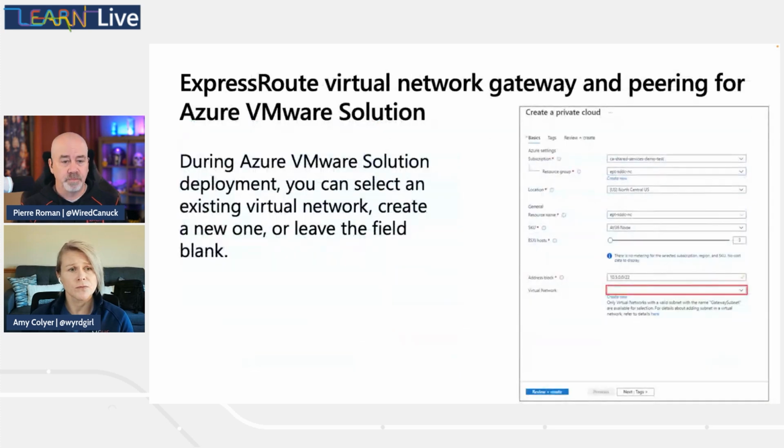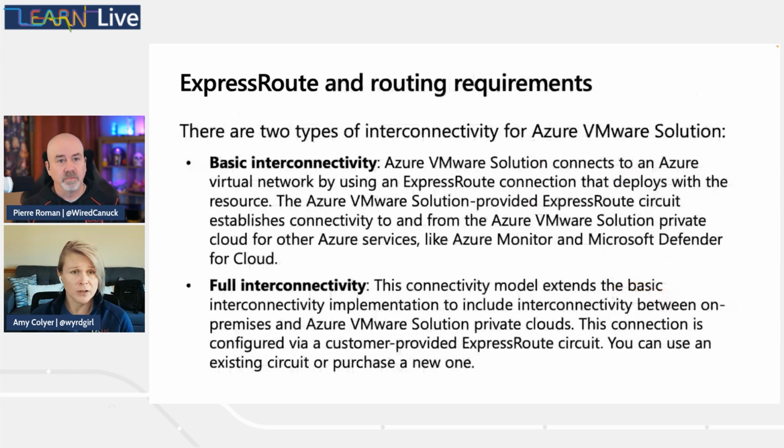Okay. So, and then here's a good slide just showing how to peer your gateway. So when you deploy AVS, you get an express route. And if you put in a virtual network, it sets up an express route for you. And there are two types of interconnectivity for AVS. The basic is where you have AVS and you have your express route connection, but maybe on-prem you don't. And so you just connect with basic connectivity.